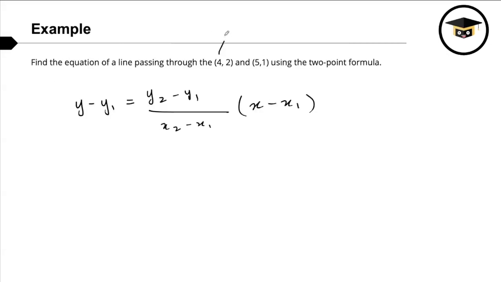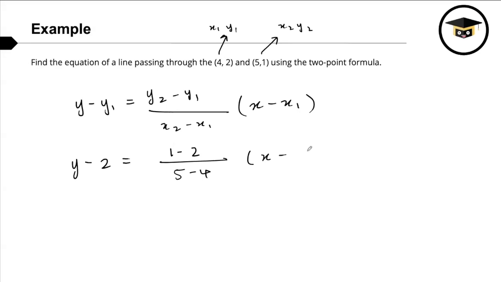So if we let this be x1, y1, and we let this be x2, y2, then we can sub everything in. So y minus y1, so y1 is 2, is equal to y2 minus y1. So that's going to be 1 minus 2. x2 minus x1 is going to be 5 minus 4. And x minus x1 is going to be x minus 4. So now we get y minus 2 is equal to 1 minus 2 is negative 1. So negative 1 is our numerator. 5 minus 4 is 1. So negative 1 over 1. So I'll just write that like that.